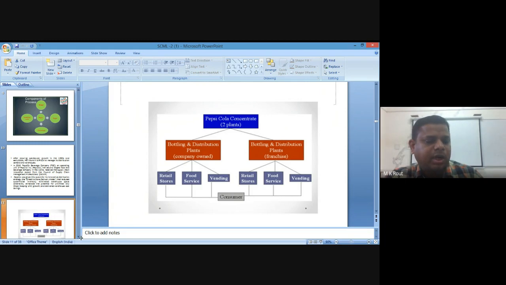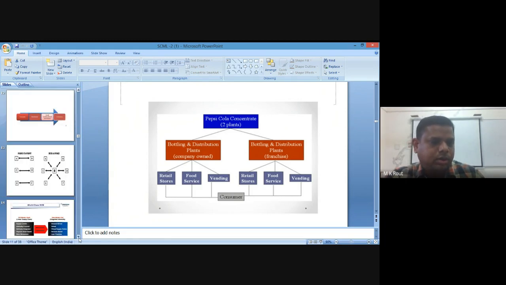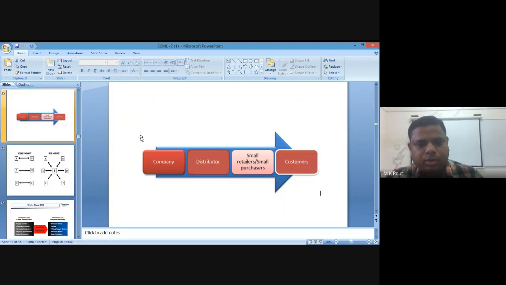Moving to the next part, if you see it from the strategy point of view, starting from the PepsiCo company, the material should flow from company to distributor, then distributor to small retailer and small purchaser, then small purchasers to the end user or customers. So this is the flow of material or flow of product from company to consumers.